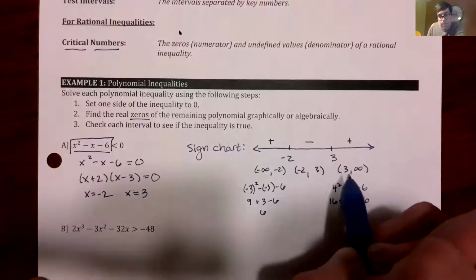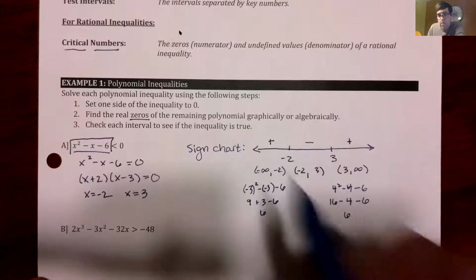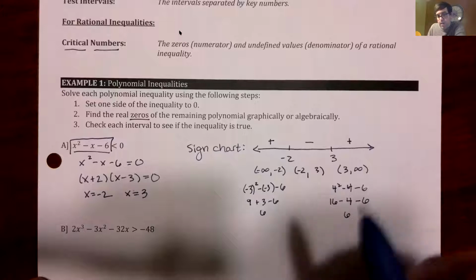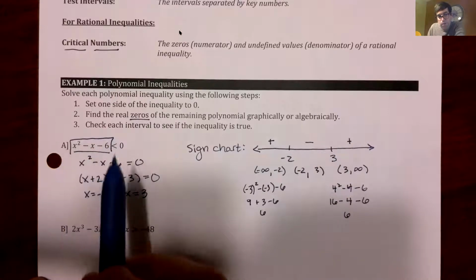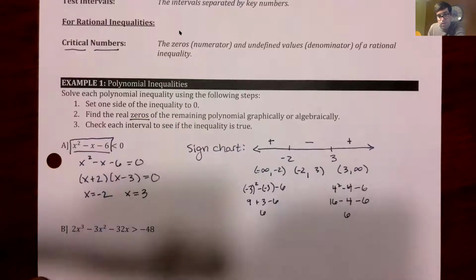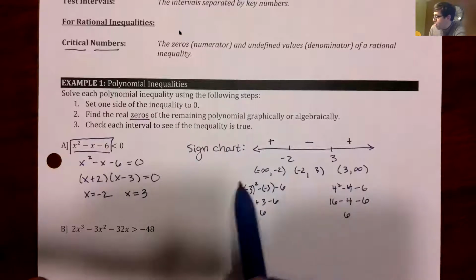Notice these are parentheses, so we're not including the 3 and we're not including the -2 in our sign chart. We already figured out from over here, remember, that -2 and 3 make this equal 0, so that does not count. But there's our sign chart. So we completed the sign chart.